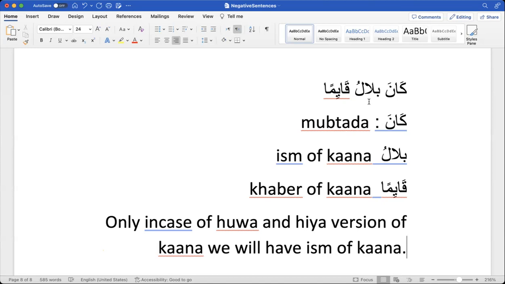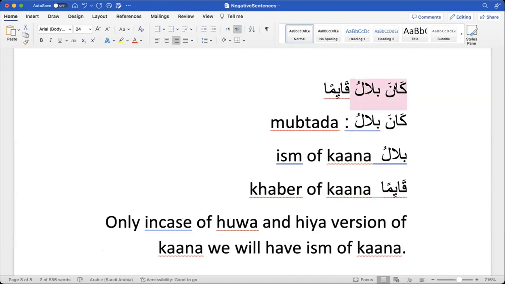And when I add more words with this, this whole jumla becomes jumla ismiya. And how it is distinct from the normal jumla ismiya is that here the mubtada is fi'l itself, and khabar is mansub. In this case, Bilal was standing. The mubtada here is, sorry, I can write Bilalu. Whole thing is here mubtada. Bilalu, this whole thing becomes mubtada.